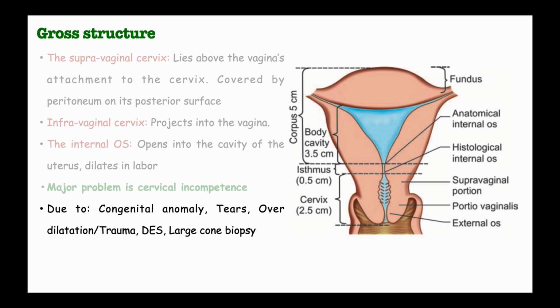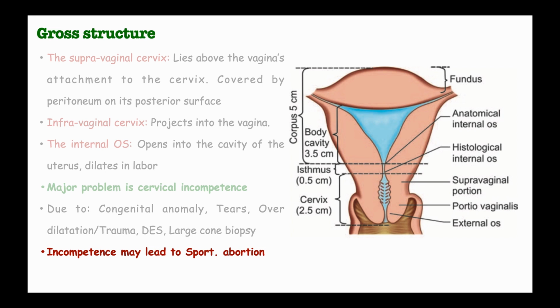It is also due to exposure to diethylstilbestrol, as well as patients who undergo large cone biopsy, which is usually done for diagnostic purposes in cervical cancer screening. And so when the biopsies taken are so large, it renders large portions of the cervix incompetent, and so it cannot perform its function of maintaining pregnancy till term. Now, all of these, when they happen, may lead to spontaneous abortion in the mid trimester of pregnancy.